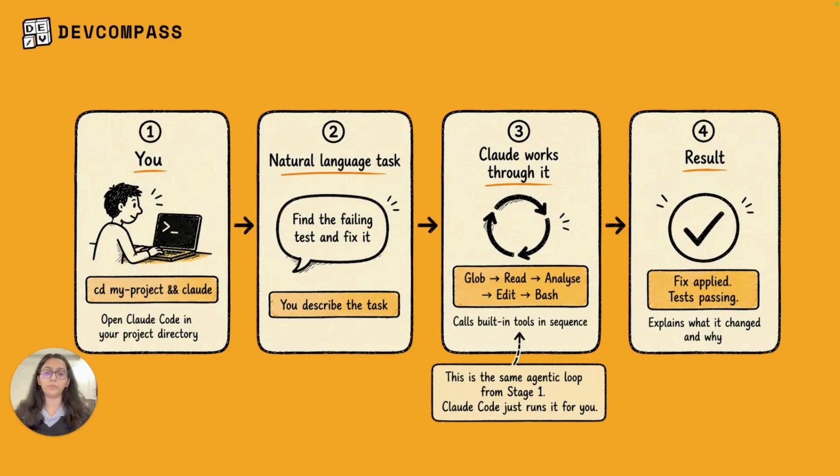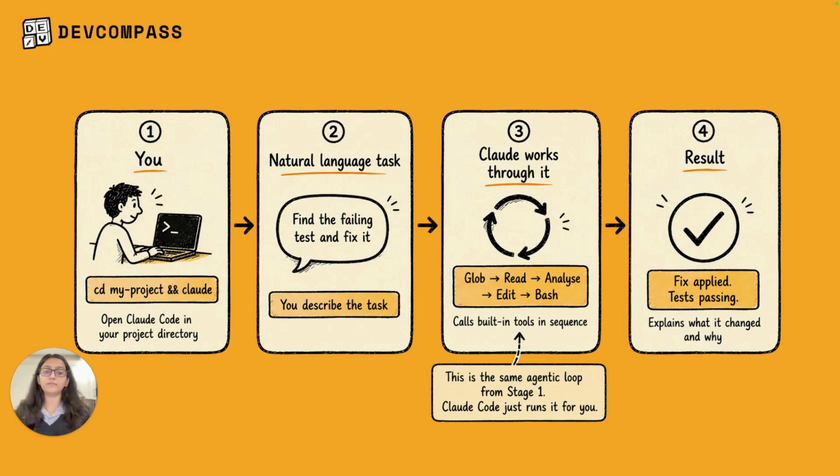That's the entire input. No tool schemas, no messages array, one sentence. So Claude works through it. This is the same agentic loop that we have already studied from stage 1. Send, check stop reason, tool or done. So Claude Code just runs it for you.